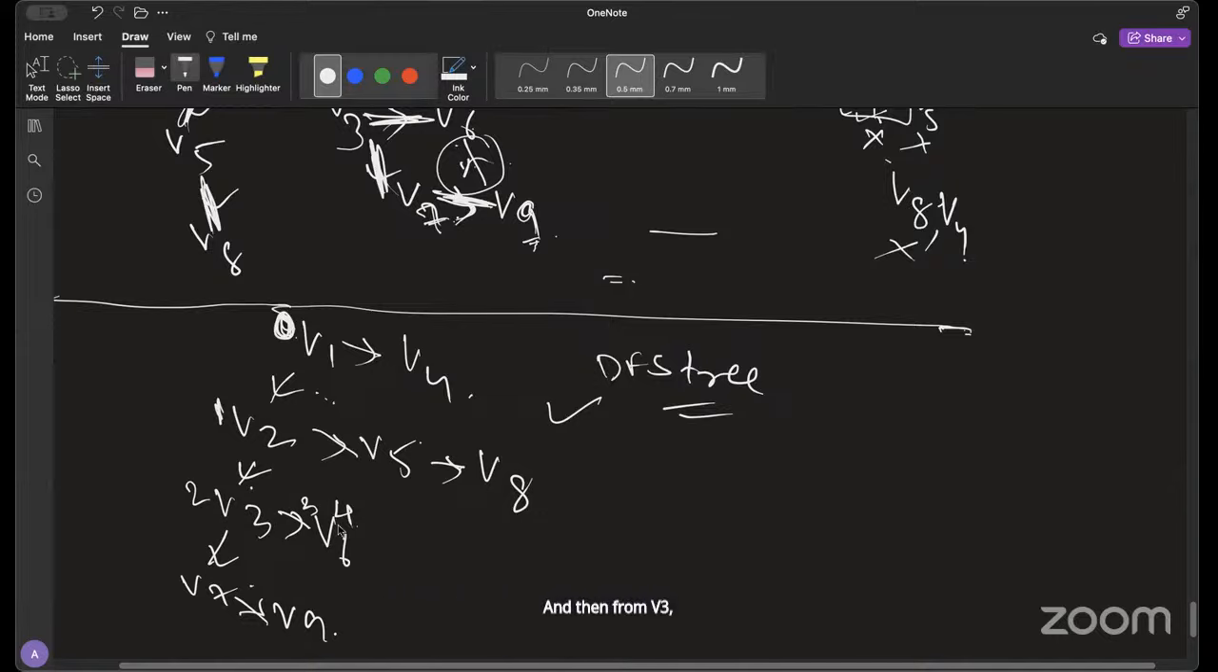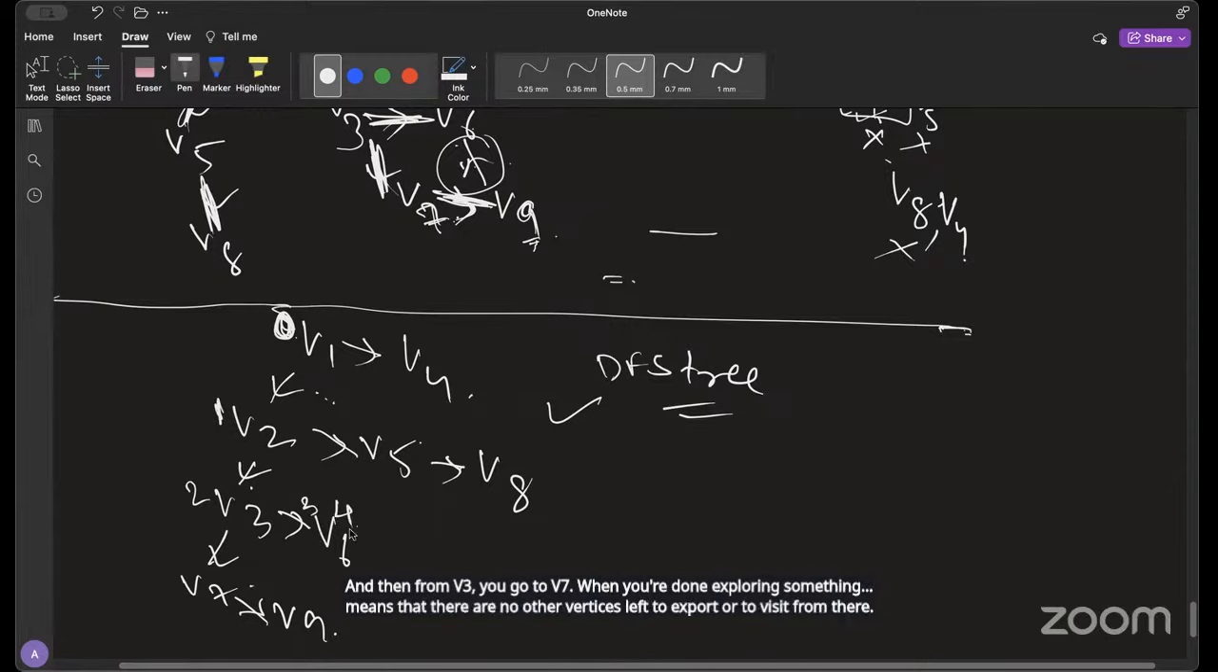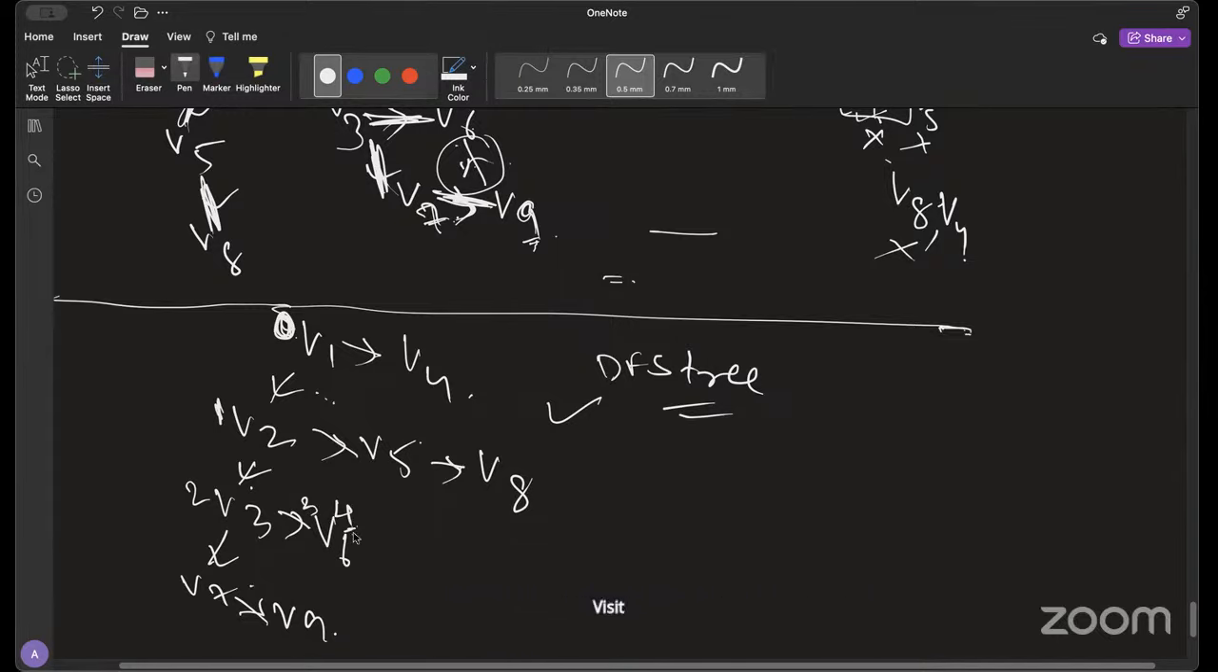And then from V3, you go to V7. When you're done exploring something, that means that there are no other vertices left to explore or to visit from there. Then is when you put the end counter here, because there's nothing left to visit from V6, so we close it here on 4. And then you go back to V3.